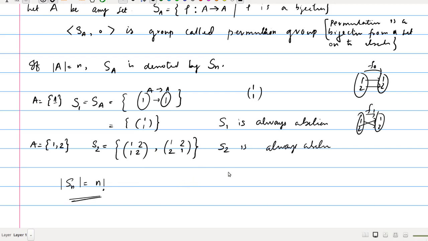Okay, in the next class we will discuss some operations on composition in Sn, and later on we will discuss some theorems or properties of the elements of SA.